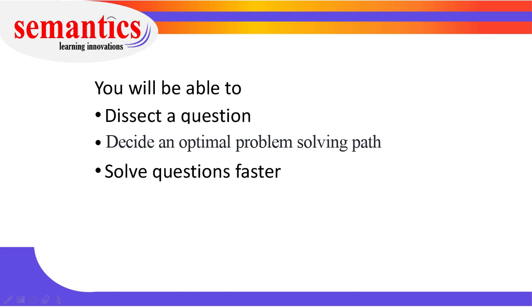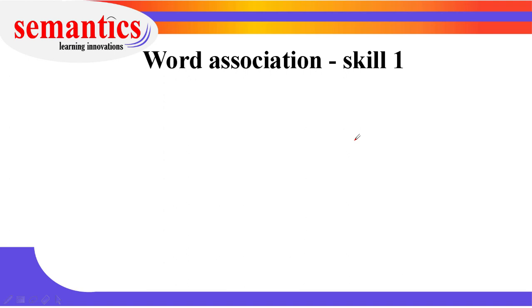You'll be able to decide a problem solving path. There are many paths to arrive at a solution. Which path is the best one for you? You'll be able to solve questions faster in less than 30 seconds. So I'll be taking you through 3 skills today. Skill 1, word association.